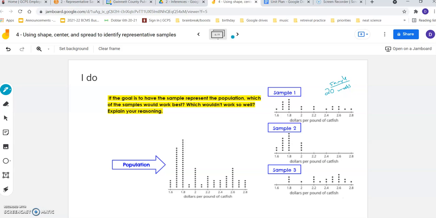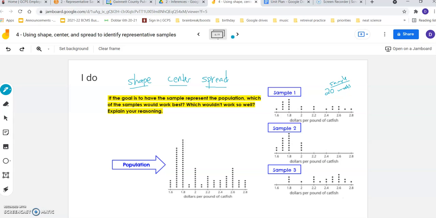But some of these samples are better representative of the whole population than others. So I want to look at them for things like shape, center, and spread. You're going to notice I'm not going to do a whole lot of calculating, but I am going to think about these three things. Do the shape, the center, and the spread of the sample roughly match the population? That's what I'm aiming to do. So let's analyze these one by one.